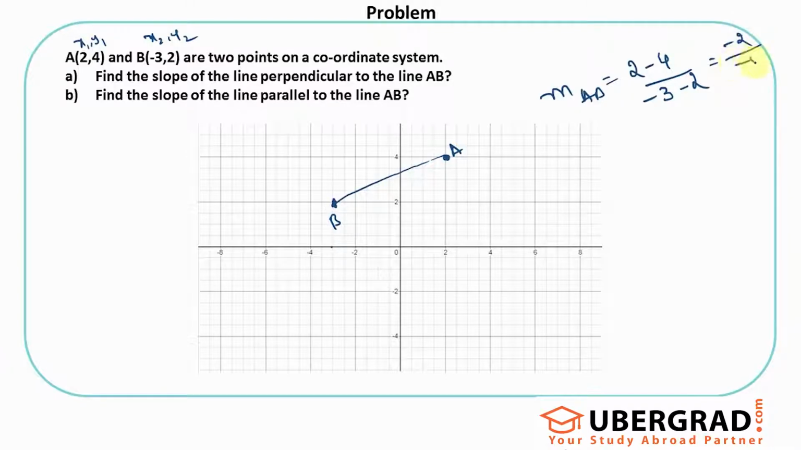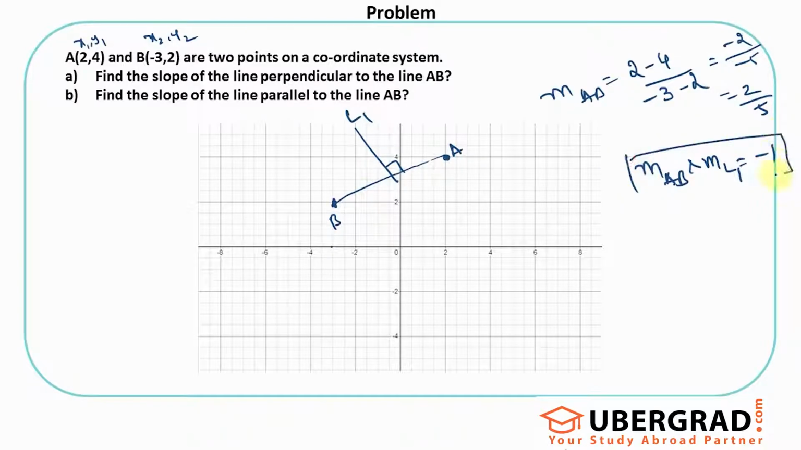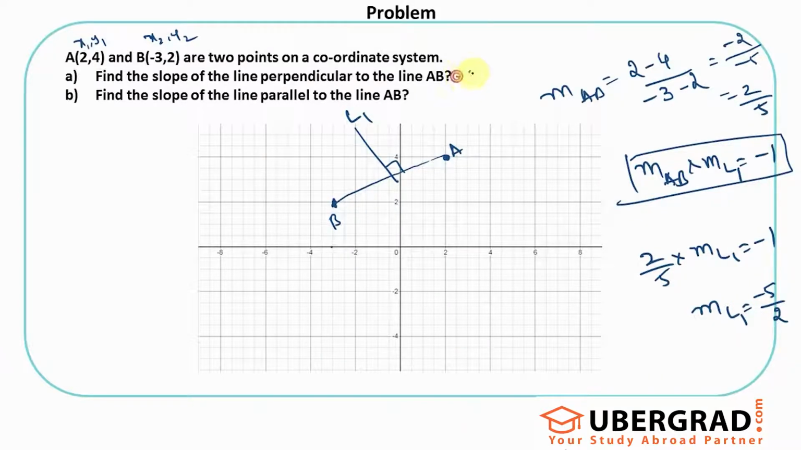So -2 by -5, that's 2 by 5, is the slope of this line. This is the slope of line AB. The question is asking what is the slope of a line perpendicular to AB. So let's say there's a line like this which is perpendicular to AB. Let's call this line 1. The slope of AB into the slope of this perpendicular line should be equal to -1. That's the principle, right? The product of the slopes of perpendicular lines is -1. So 2 by 5 into the slope of this perpendicular line is -1. So ML1 is -5 by 2. That's the answer for this.